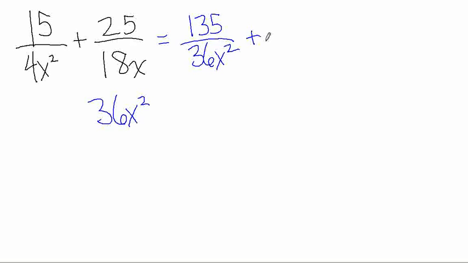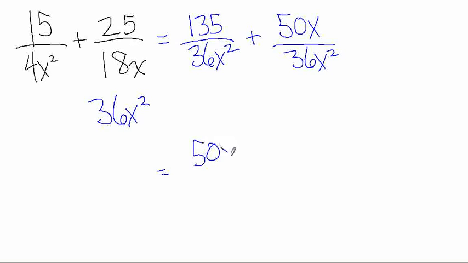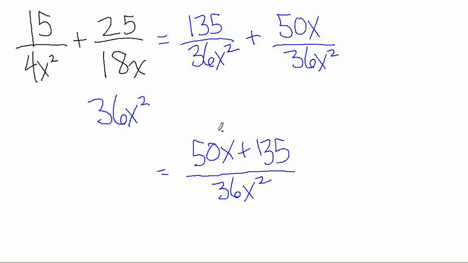Now I'm going to multiply the top and bottom of the second rational expression by 2x. And that'll give me 50x over 36x squared. Adding the two blue rational expressions gives me 50x plus 135 all over 36x squared. Okay, now let's have you try one.